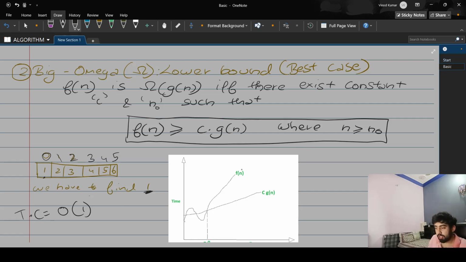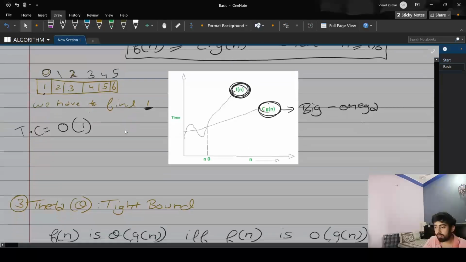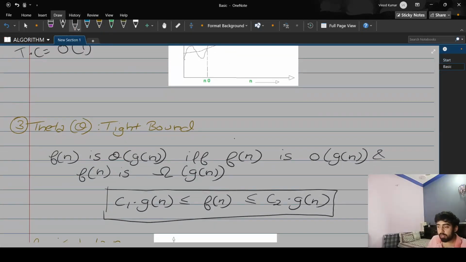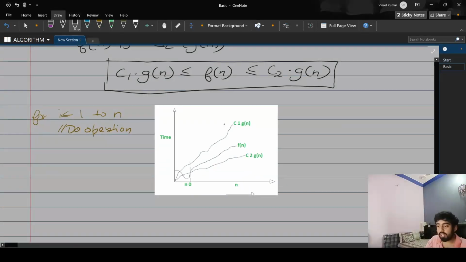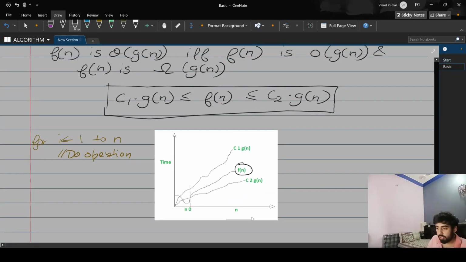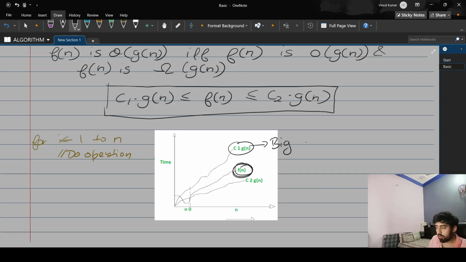You can understand this here also: f of n is the function and c g of n is the big omega function. Below this, the function cannot go. This is the best time complexity of a particular algorithm. And big theta is the tight bound. This is basically where f of n lies between the big O and the big omega. The function which lies between both of these is the theta function.